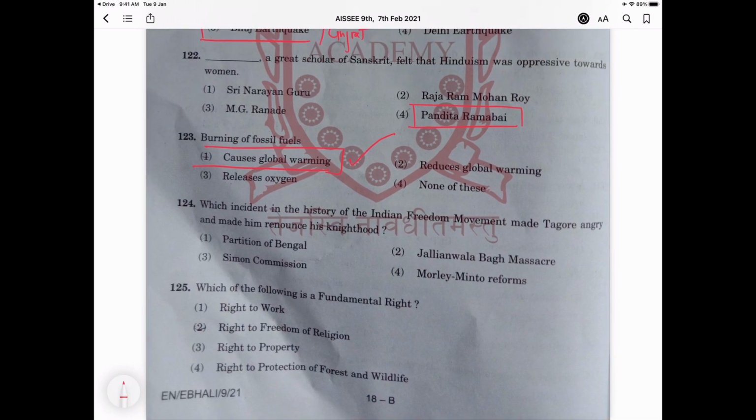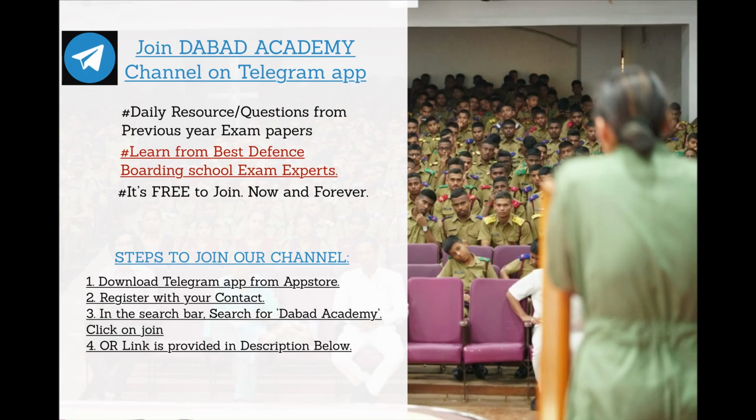In question number 124, which incident in the history of Indian freedom movement made Tagore angry and made him renounce his knighthood? So correct answer is Jallianwala Bagh massacre. In question number 125, which of the following is a fundamental right? So option number 2, right to freedom of religion is the correct answer. So here we finish the GK portion.